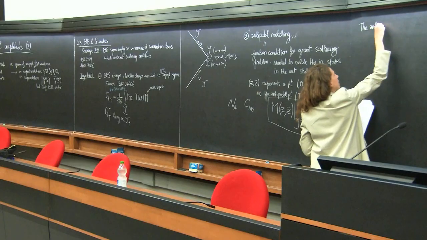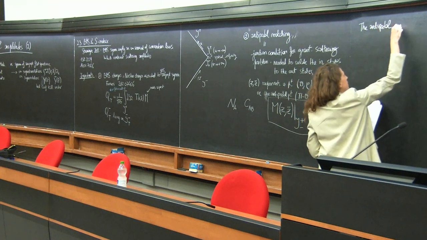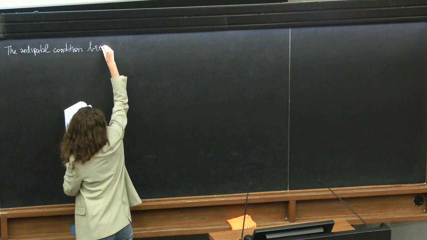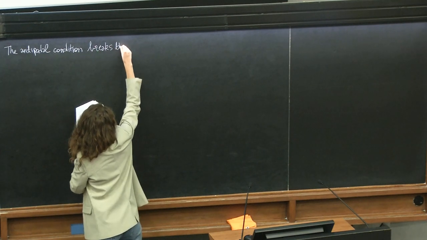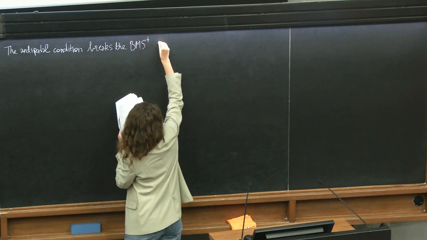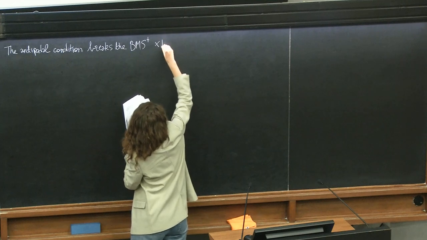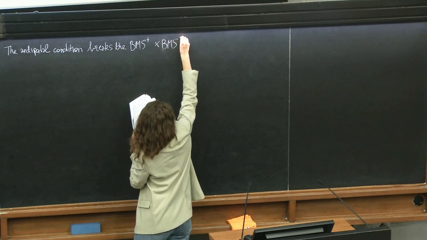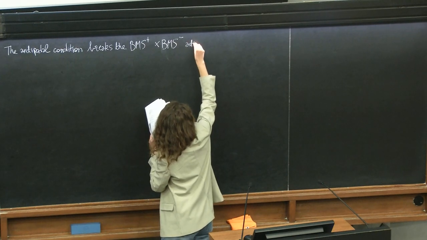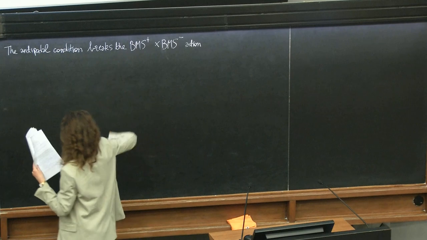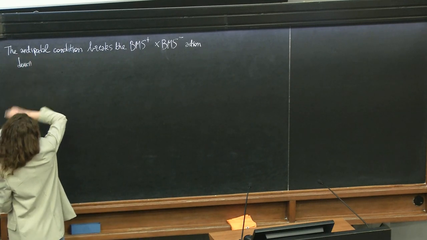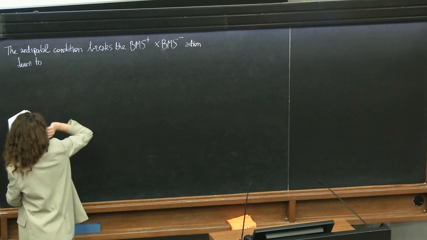So this antipodal condition will break the combined BMS plus and minus. In principle, we have two copies of the symmetry, one living at the future, one at the past, BMS plus and BMS minus, which act in principle independently on the future and the past. It will break it down to a diagonal subgroup.